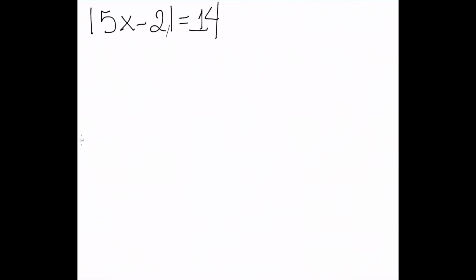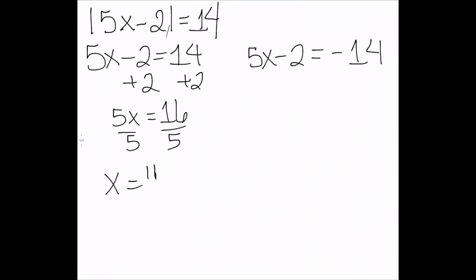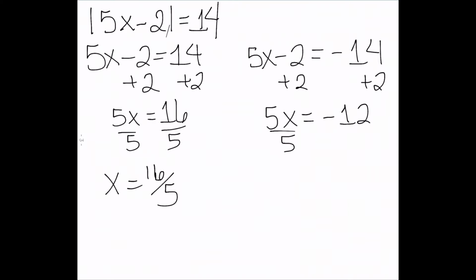My next example, the absolute value of 5x minus 2 equal to 14. So our rule says we have 5x minus 2 equal to 14, as well as 5x minus 2 equal to minus 14. Adding 2 to both sides on the left gives me 5x equal to 16, and then we can divide by 5 to get x equal to 16 over 5. On the right, we can add 2. That gives me 5x equal to minus 12. And then divide by 5 to get x equal to minus 12/5.